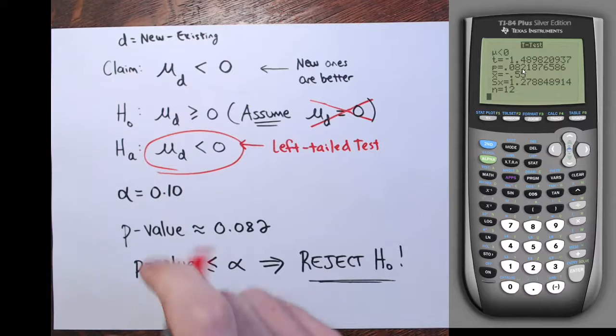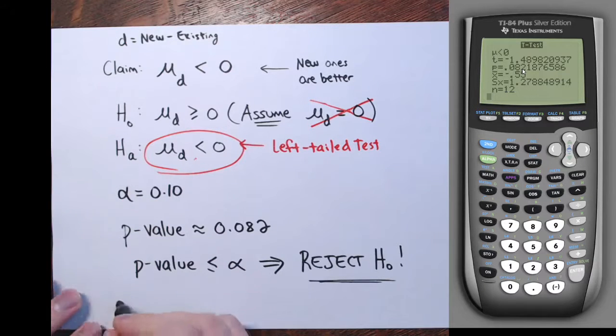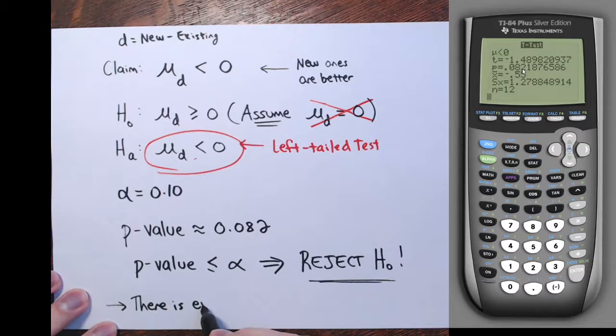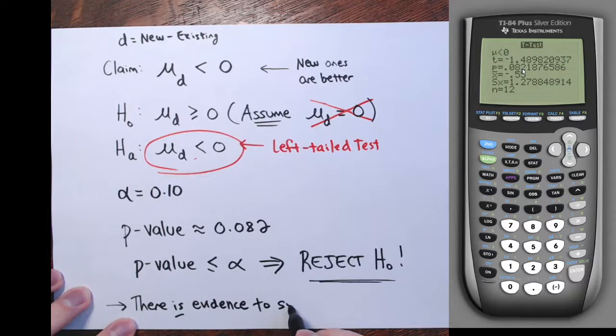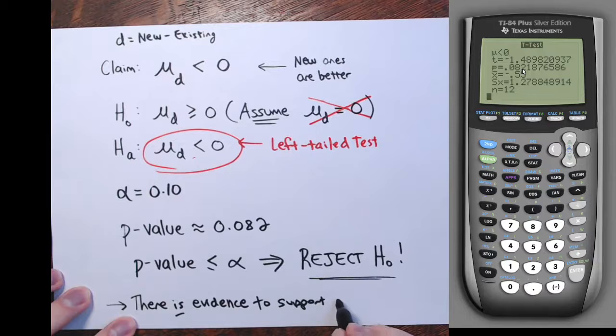The new ones got me closer to the targets than the old ones, the existing ones. So the final conclusion would be that there is enough evidence to support the claim that the new ones are better. So I'd end up saying the new ones were better, and this one got me closer to my targets, and then I would probably switch over to buying them.